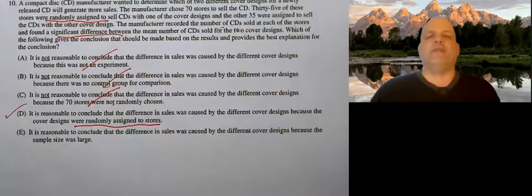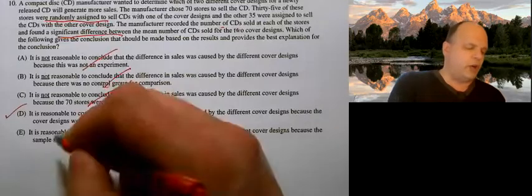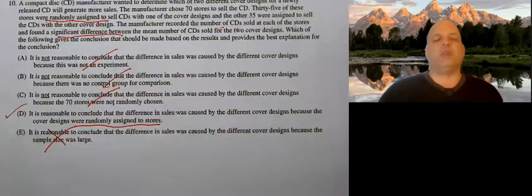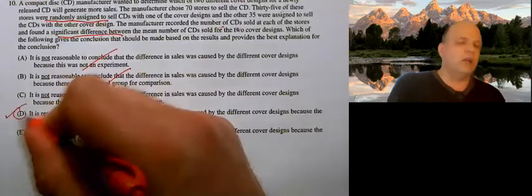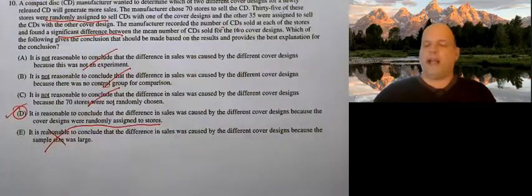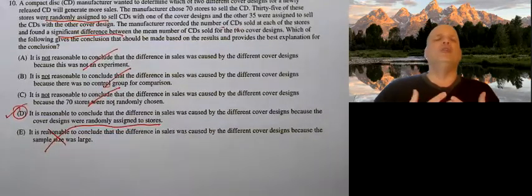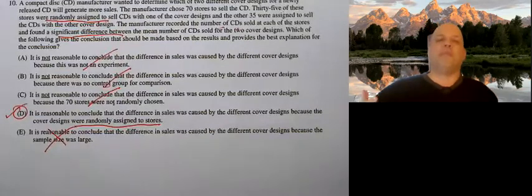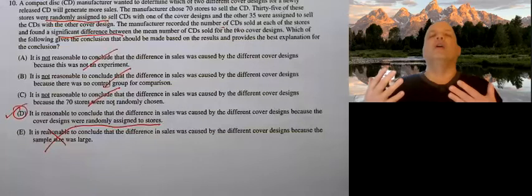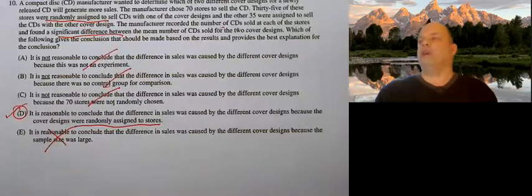It's reasonable to conclude that the difference in sales was caused by the different cover designs because the sample size was large. No, just because you have a large sample size doesn't mean it's reasonable to conclude. It has to be statistically significant as well. In this case, it was statistically significant. We had random assignment, so we had an experiment, and we can generalize this to similar type stores. Can't generalize it to all stores or all places, but you can generalize it to stores like this, as similar as possible to that.